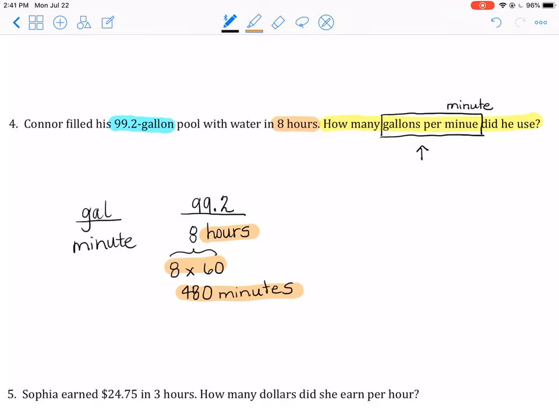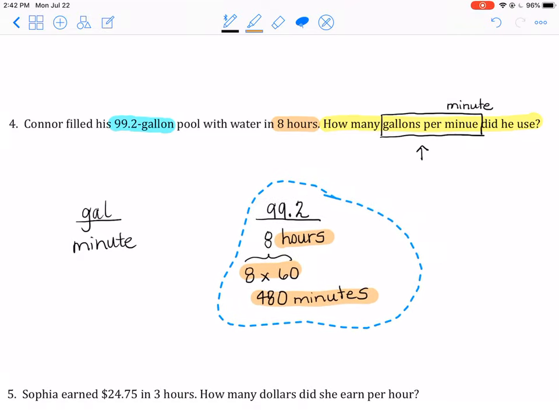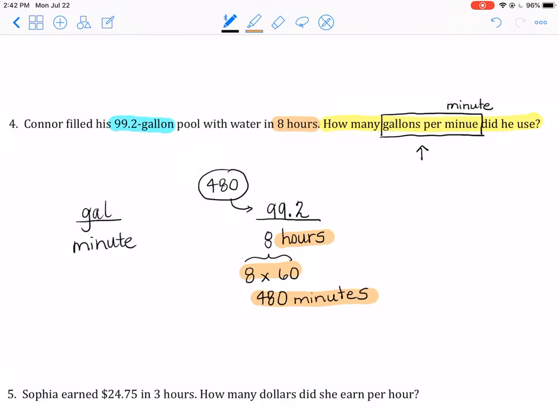So now that we have 99.2 over 480, we need to go ahead and take that down to the per minute. So we're going to say 480. This is a tough problem. Into there, because remember we want a 1 down there. And then I have no idea what that's going to be. 99.2 divided by 480. It's ugly, but that's okay.